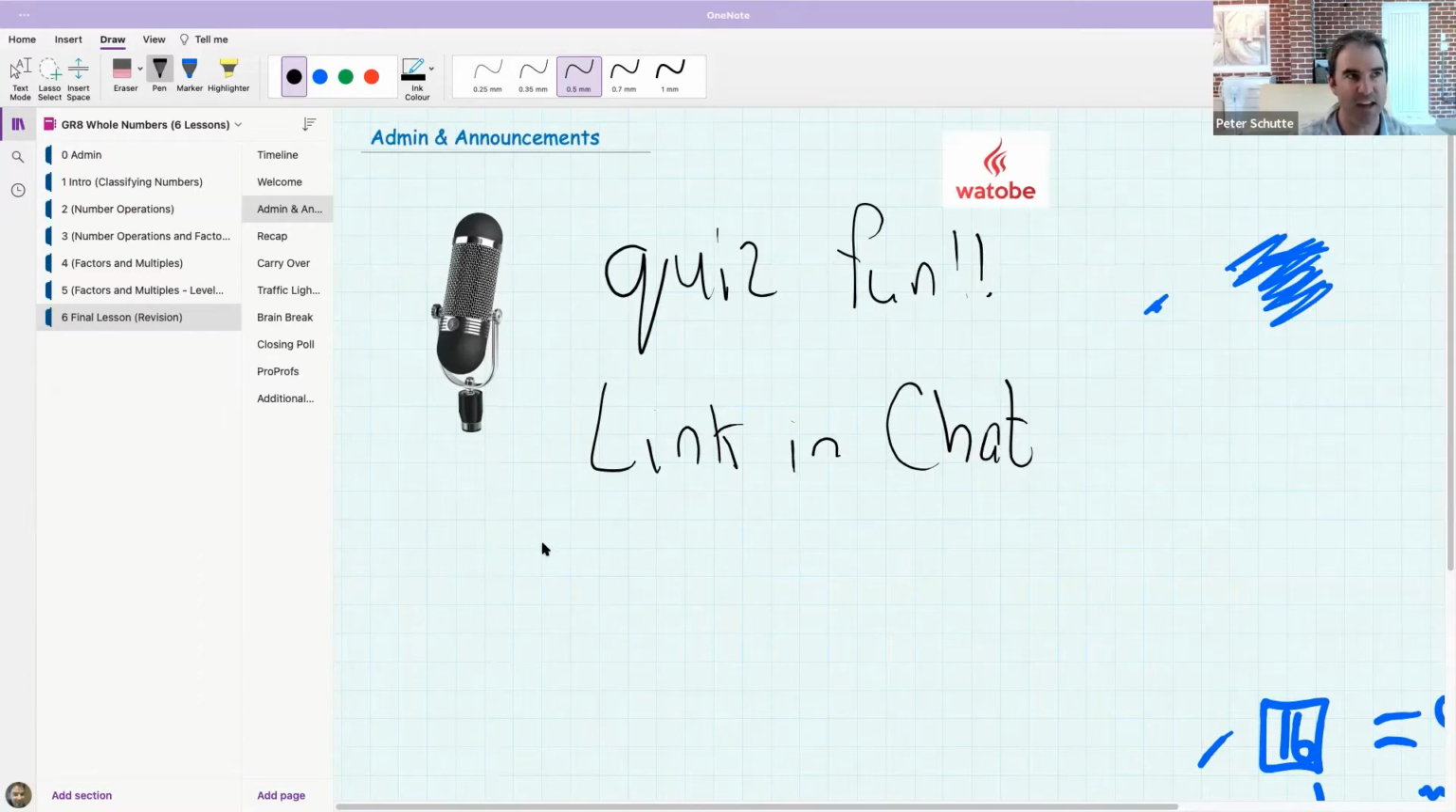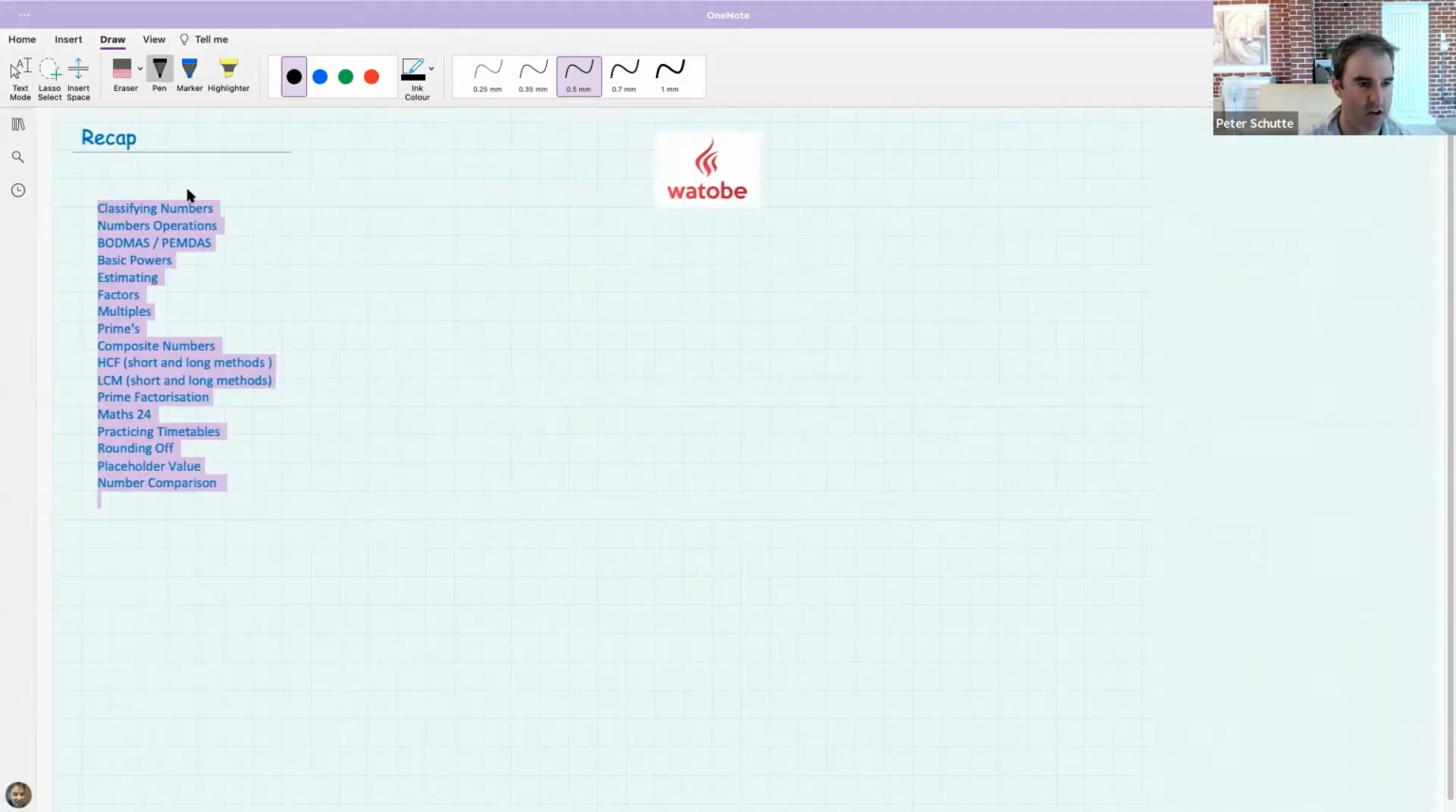And then at the end of the second lesson every week, so this is Wednesday, the second lesson, we do a fun formative assessment or quiz at the end. And so in order to do that, you need to be signed into the Watobe website. And so if you don't have a login on the Watobe website, you'll have to get that in order to participate in the fun quiz. Okay, and I think that's all the admin. If there are problems later in the lesson, we can always tackle them there. But I think we're all hungry for some maths now, so let's get going.